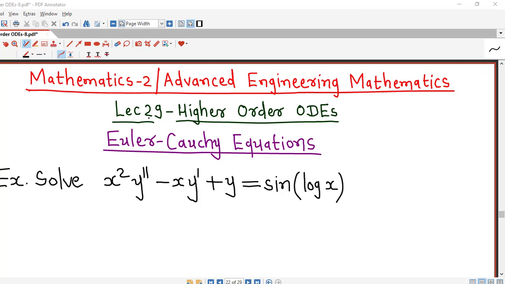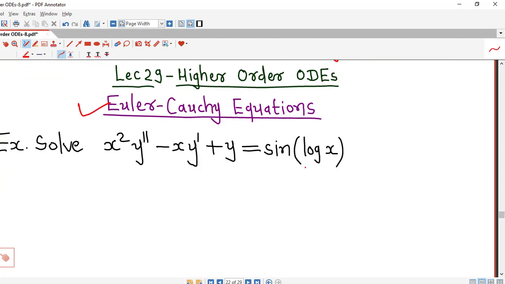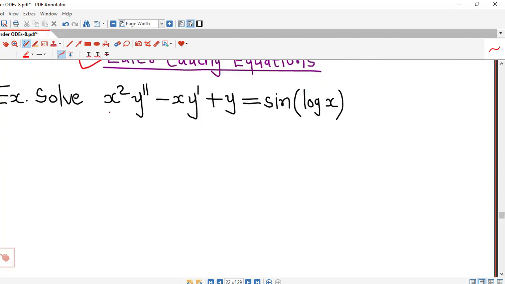Hello friends, I welcome you in lecture number 29 on higher order ordinary differential equations. In the previous lecture we discussed what the Euler-Cauchy equation is and how to convert Euler-Cauchy equations into differential equations with constant coefficients. In this lecture also we will discuss two more examples on Euler-Cauchy equations. So let us start with this example.